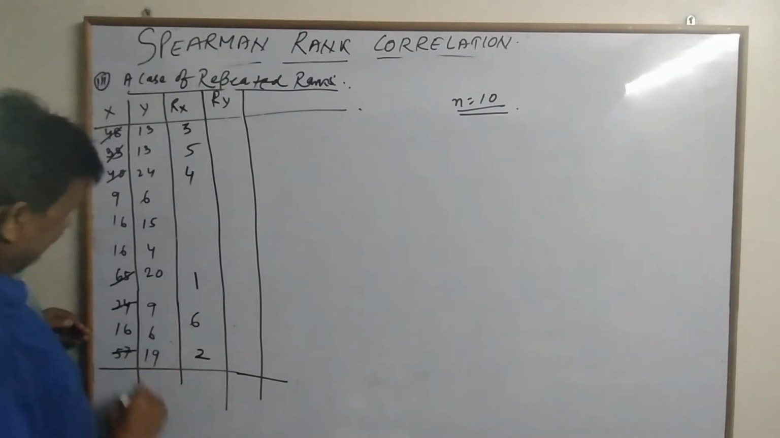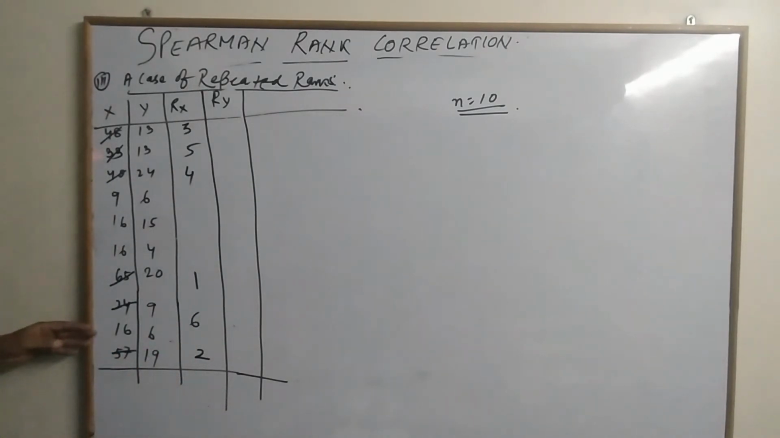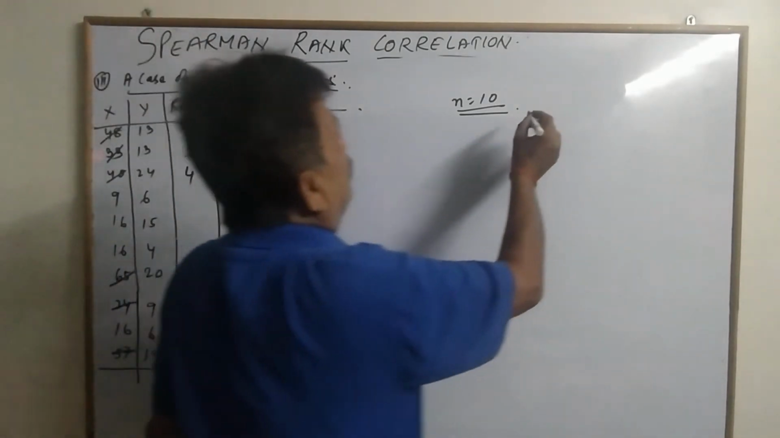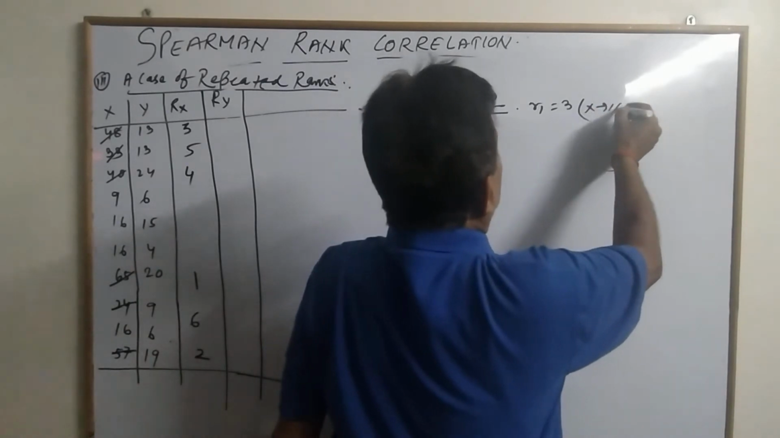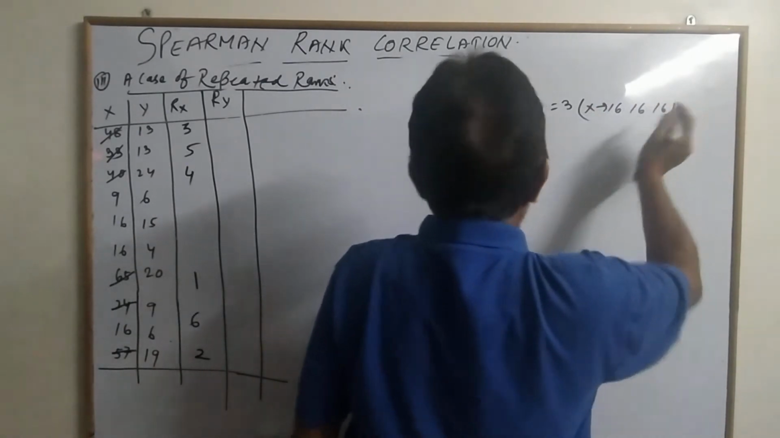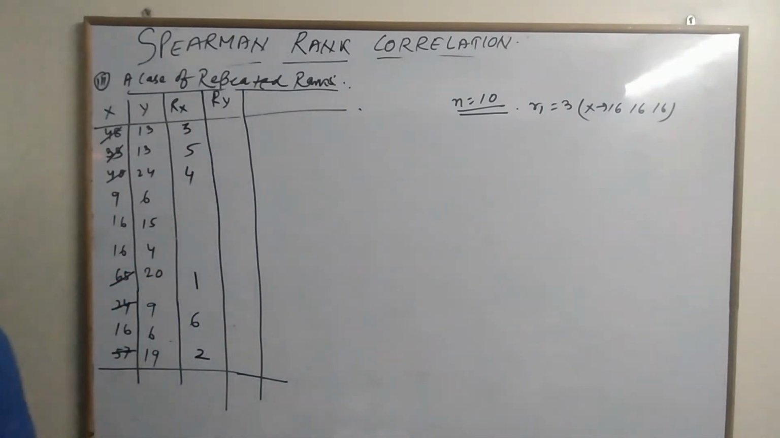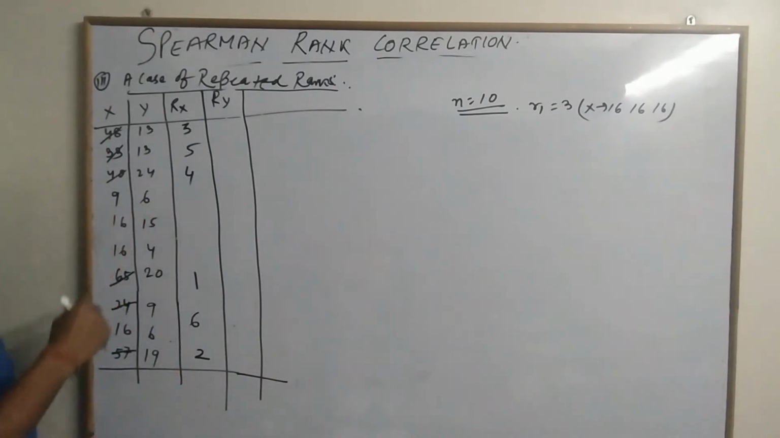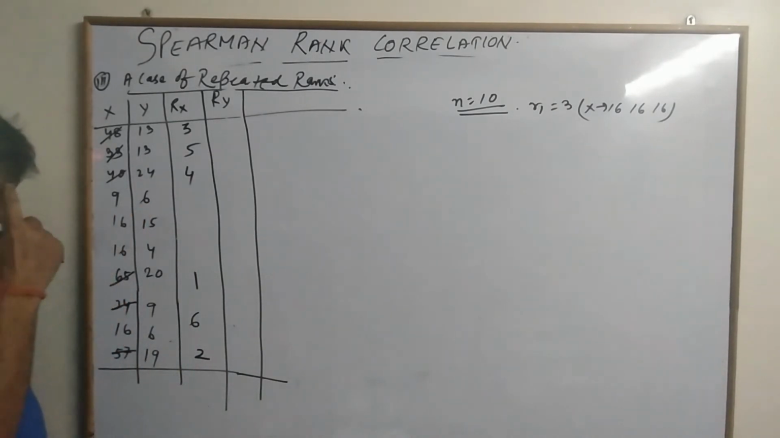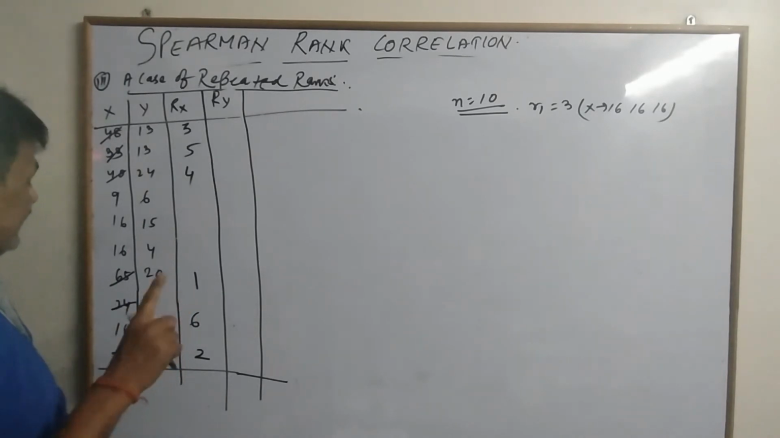24, 6. Now, after 24, we have three identical numbers, 16, 16, 16. So the first repetition is 3, in the X column, 16, 16 and 16. Here, while assigning ranks, up to 6 ranks have been exhausted. So for the next 3 ranking, we have to use the ranks 7, 8 and 9.